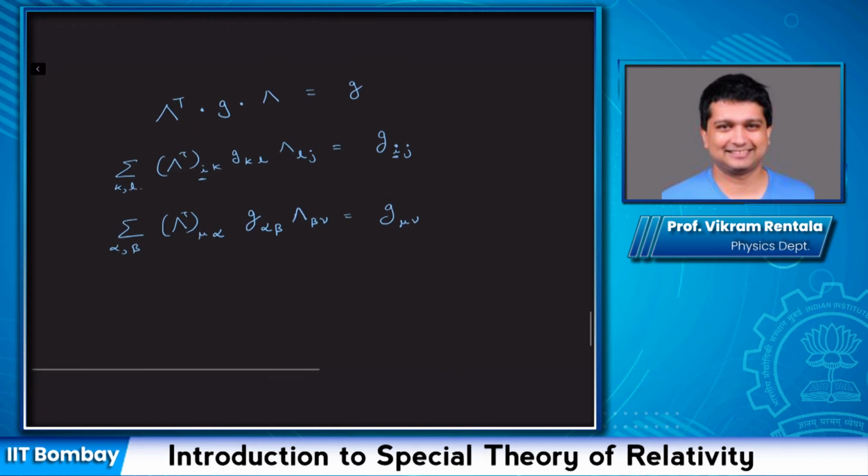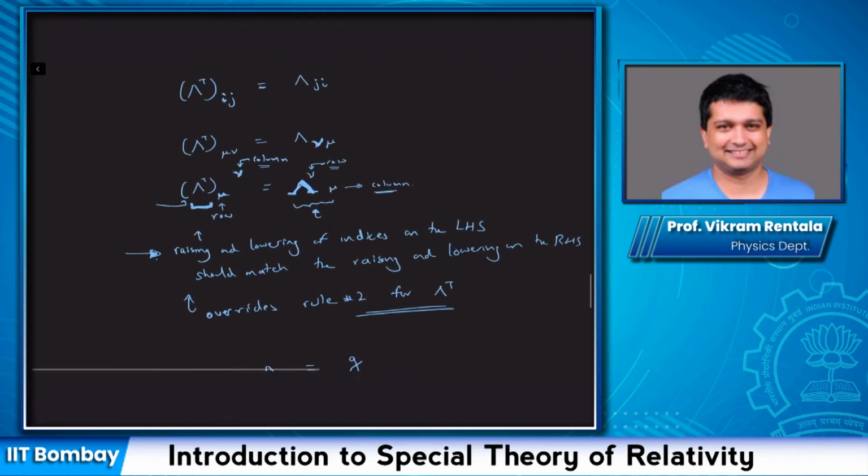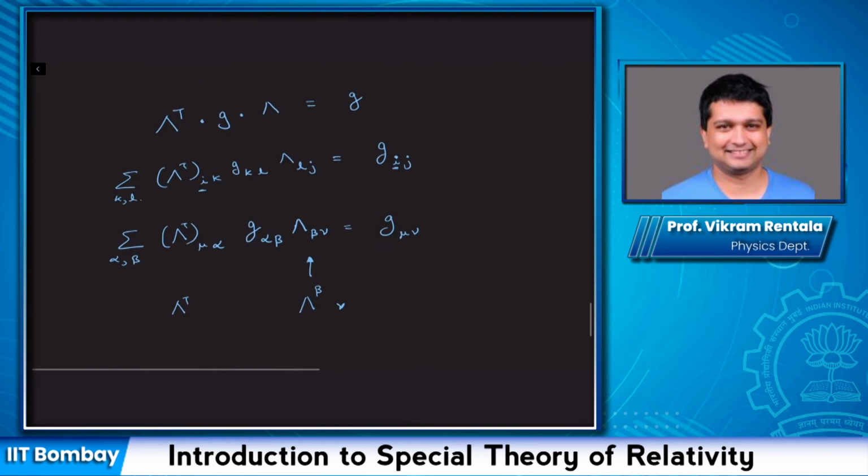And now let's raise and lower indices appropriately. So let's raise and lower the indices of lambda. So for lambda, we should raise the first index, which is put the beta up, and lower nu. And for lambda transpose, if we look at our rule, lambda transpose should have the first index lowered and the second index raised. So lambda transpose mu alpha. Okay. And then we have g alpha beta, summation alpha beta, is g mu nu.